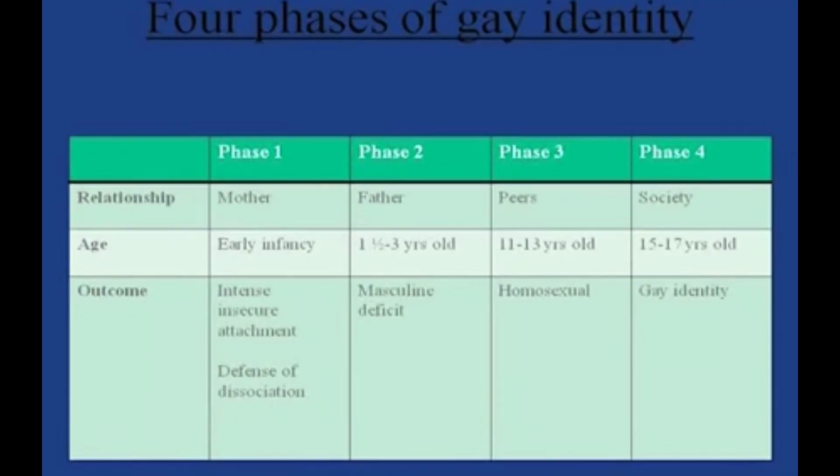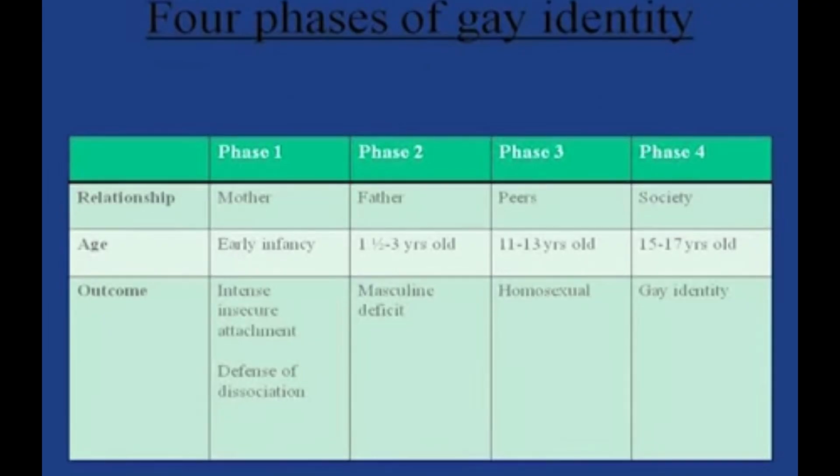Phase 4 is the relationship with society, and that is from about 15, 16, 17 today. 15, 16, 17, the adoption of the gay identity. And the gay identity, as we've been saying, is different from homosexuality. Gay is a social, political identity. And so it seems to be like a shell, a rationale to justify and to cover up the homosexuality.